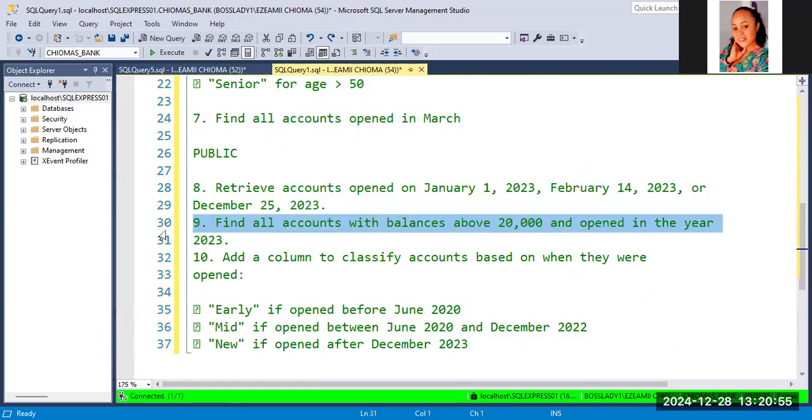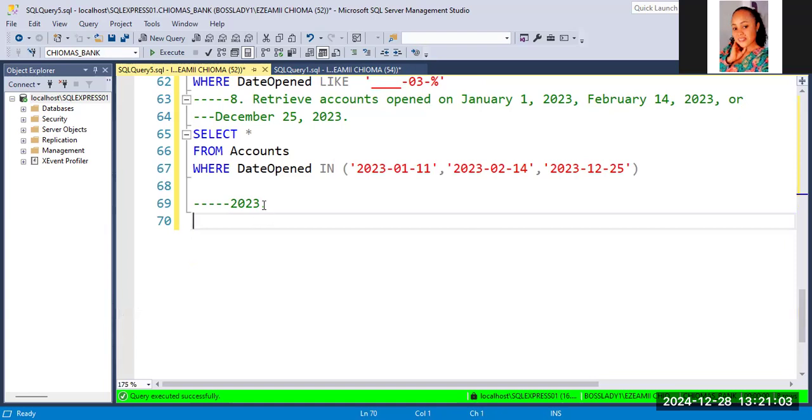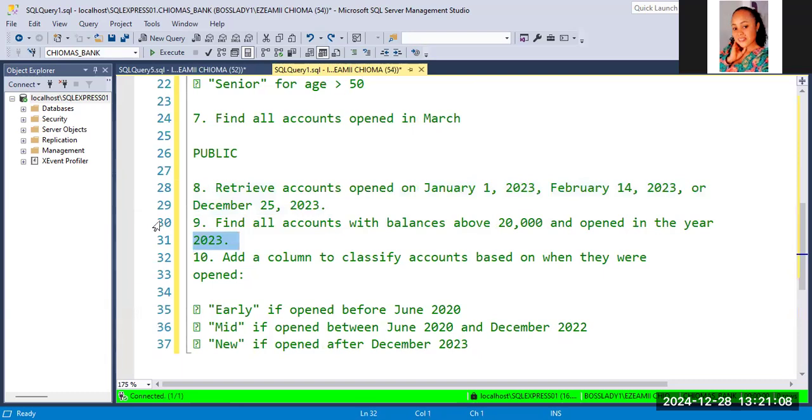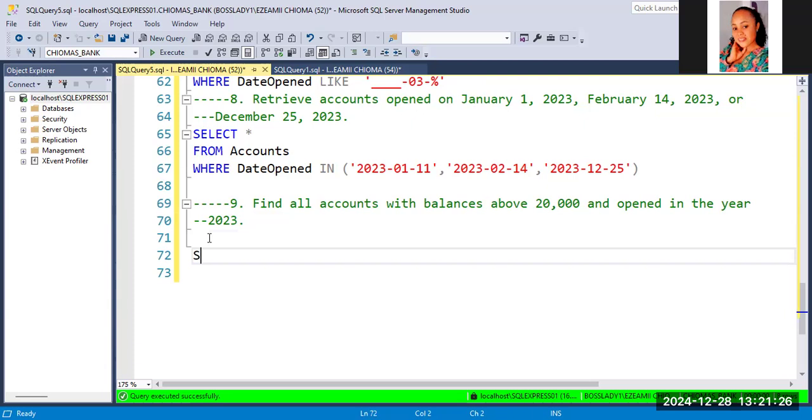The question number 9. Find all accounts with balances above 20,000 and open in the year 2000. So we have to filter with balance and filter with the account opening date. Okay.